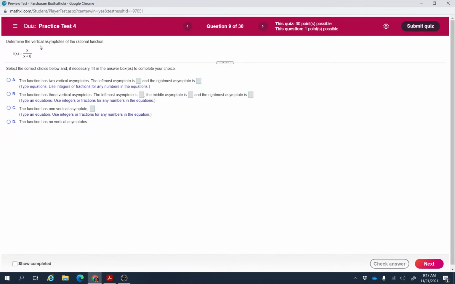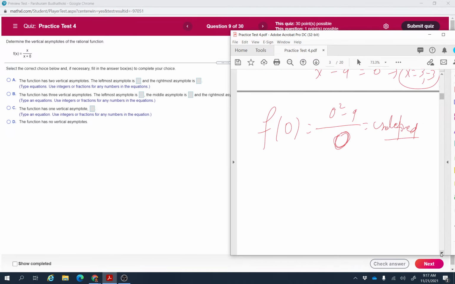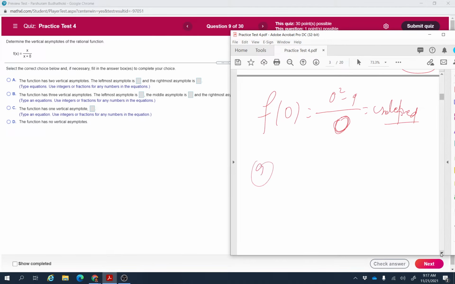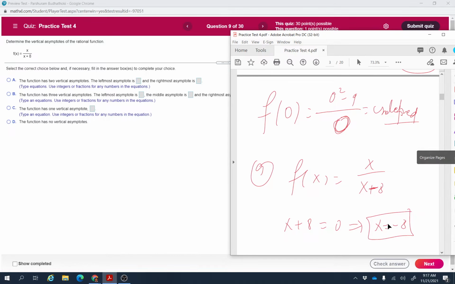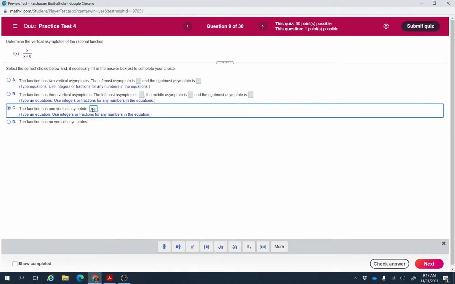Okay, vertical asymptote. For finding the vertical asymptote, you just factor the top and factor the bottom. In this case, it's already factored. So this is problem 9. Now after that, you just equate the bottom part to 0 and solve for x. That will give you the vertical asymptote. In this case, it's x equal to negative 8. So there is one vertical asymptote, that is x equal to negative 8.